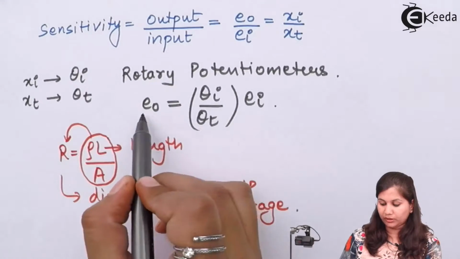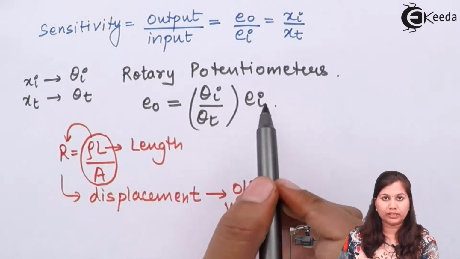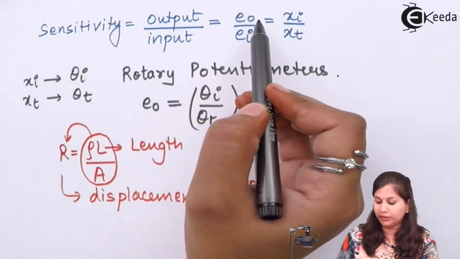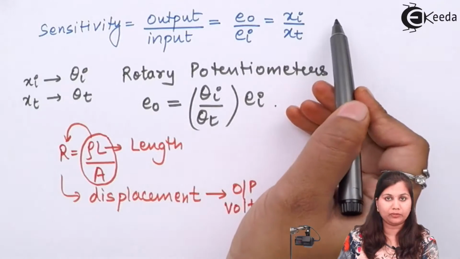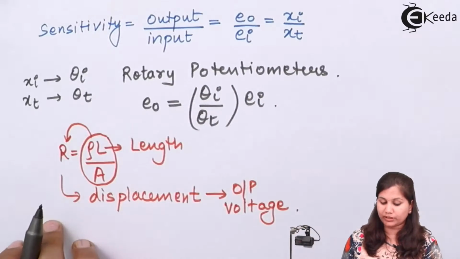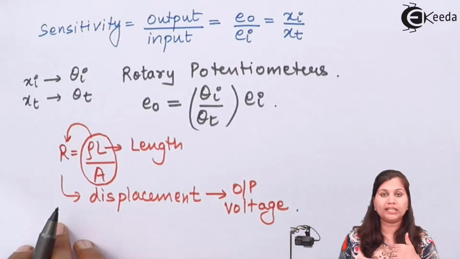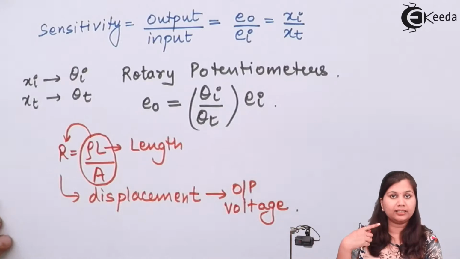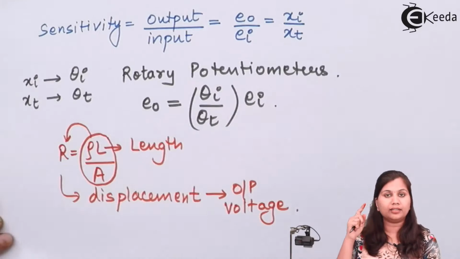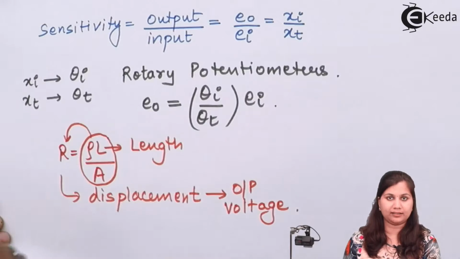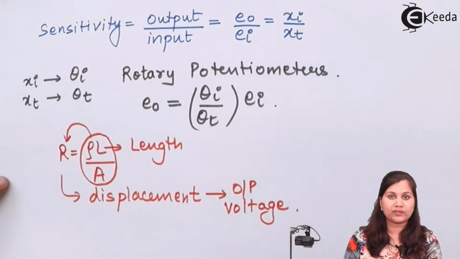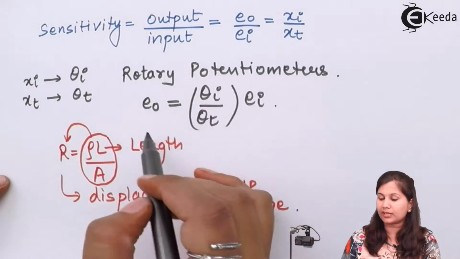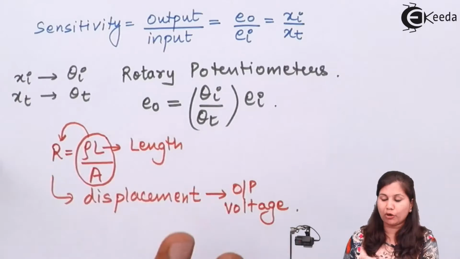So this equation E naught equals theta i by theta t into Ei, or in the case of linear, E naught equals xi by xt multiplied with Ei, stands for the case of potentiometers which are having only a single turn. In linear, you have seen that we are having only a single turn of the resistive wire, and in the rotary potentiometers also we are having a single turn. Whereas in the case of helipots, we are having the multiple turns or multi-turn potentiometers. In those cases, this equation doesn't stand. So this is for the single turn potentiometers only.